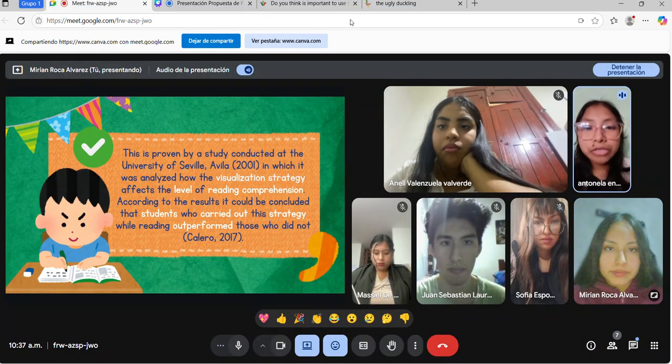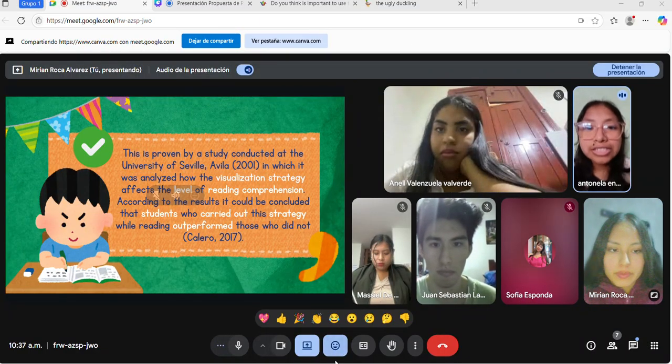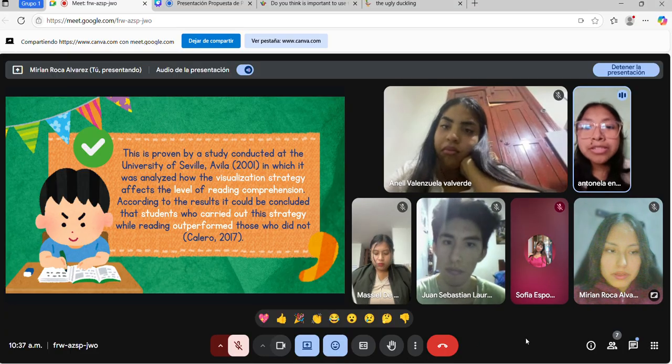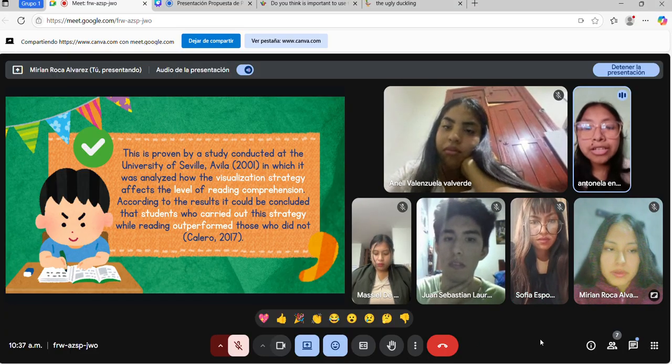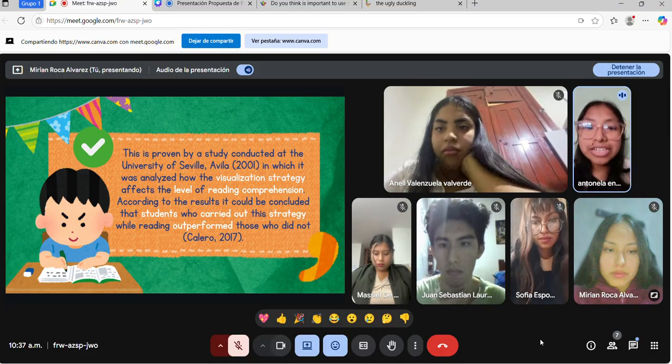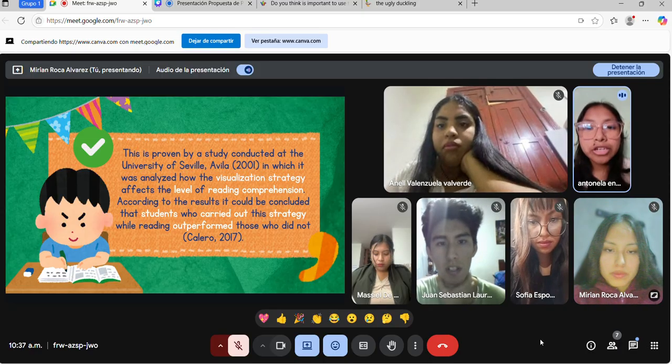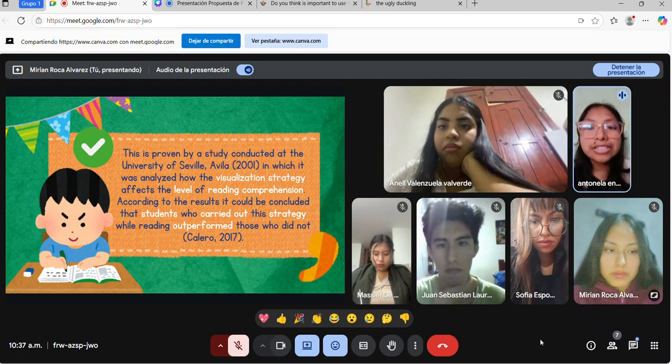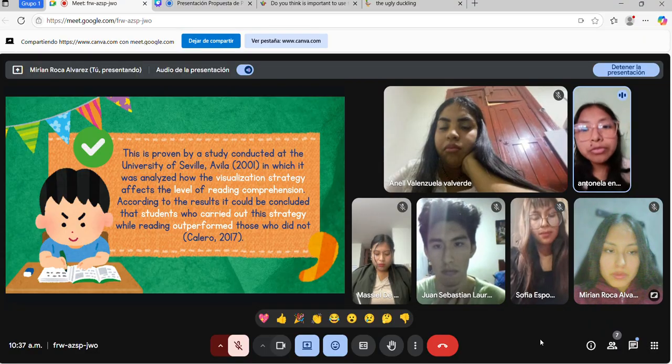These benefits were proven by a study conducted at the University of Seville, according to Avila 2001, in which it was analyzed how the visualization strategy affects the level of reading comprehension. According to the results, it could be concluded that the students who carried out this strategy while reading outperformed those who did not.